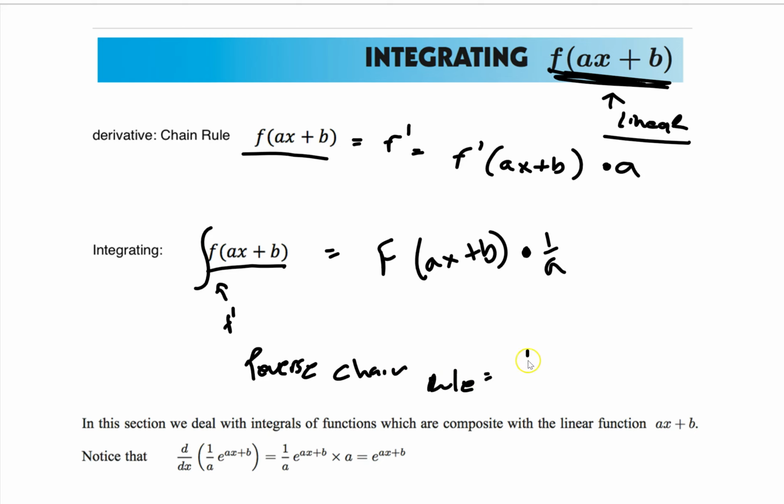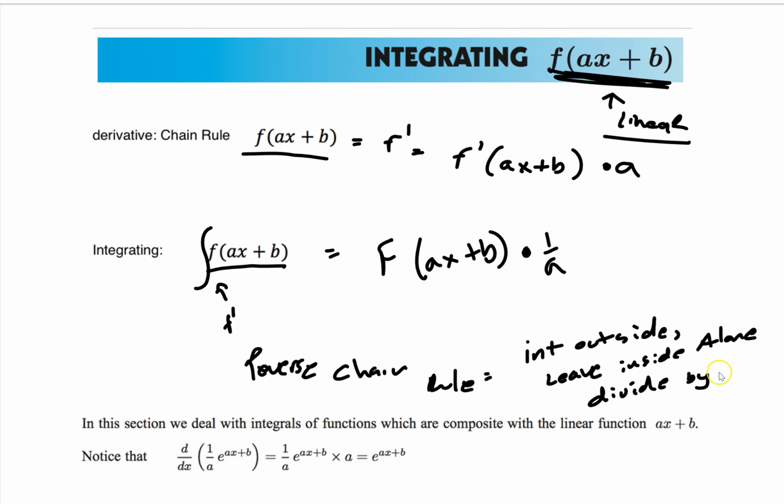So reverse chain rule is you integrate the outside, leave the inside alone, and then divide by the derivative of the inside. It's the opposite. We're doing the opposite of the derivative. Divide by the derivative of the inside, or u prime. So that's the idea, and that's pretty much it.